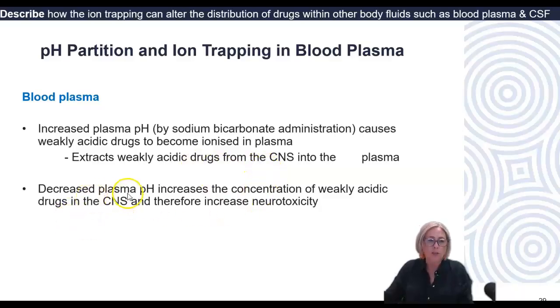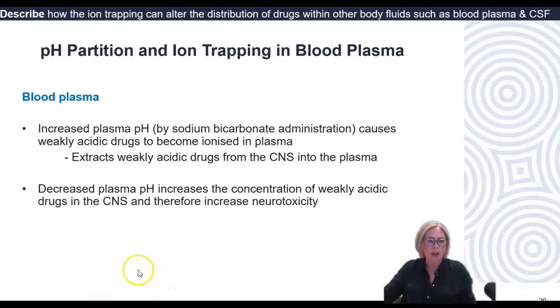On the other hand, decreasing the plasma pH will increase the concentration of weakly acidic drugs in the central nervous system, and therefore that can increase neurotoxicity. If you have a lower plasma pH, you're going to have more of that weakly acidic drug being able to cross into the central nervous system and cause neurotoxicity. Okay, everybody, that's all I'm going to say on pH partitioning and ion trapping.